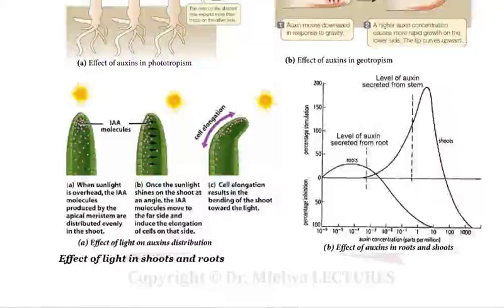Welcome back, friends. In today's session I want to discuss with you in detail the effect of auxins on roots and shoot. Now I know you have already discussed this, but today I want to go into detail. The first thing you need to know is about the distribution of auxin, and one among the factors affecting the distribution of auxin is sunlight.